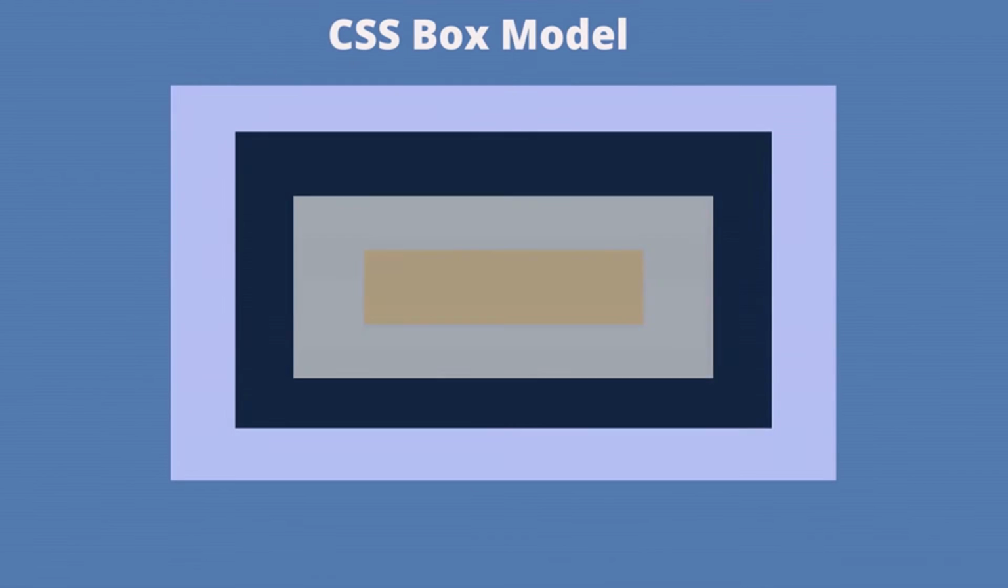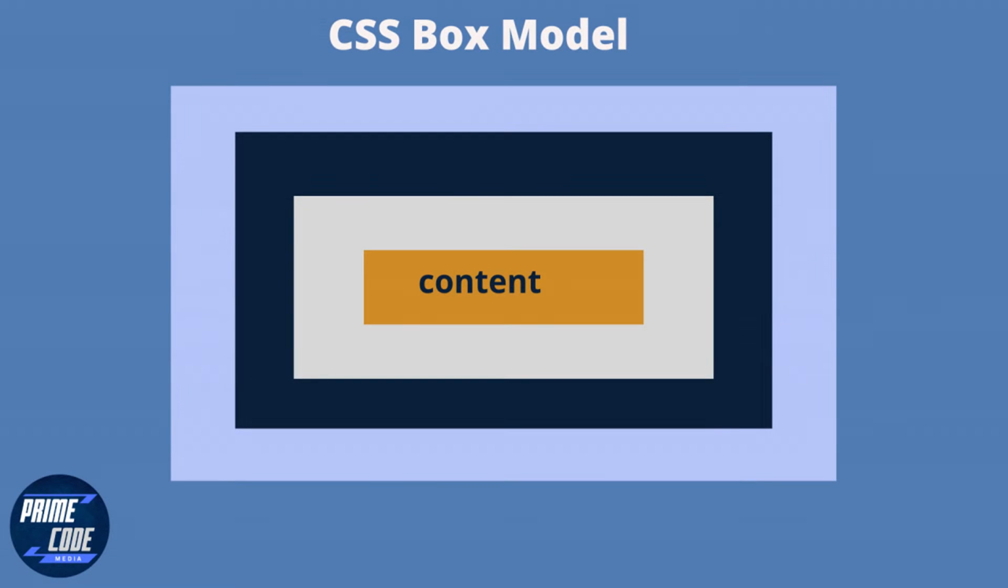First, we have content. Content is the most inner part of a box model. Content can, for example, be in the form of text, for example, paragraphs and headings, or it can be an image or images. The next layer is padding. Padding refers to the area around the content. That is the area between the content and the edge of the border.